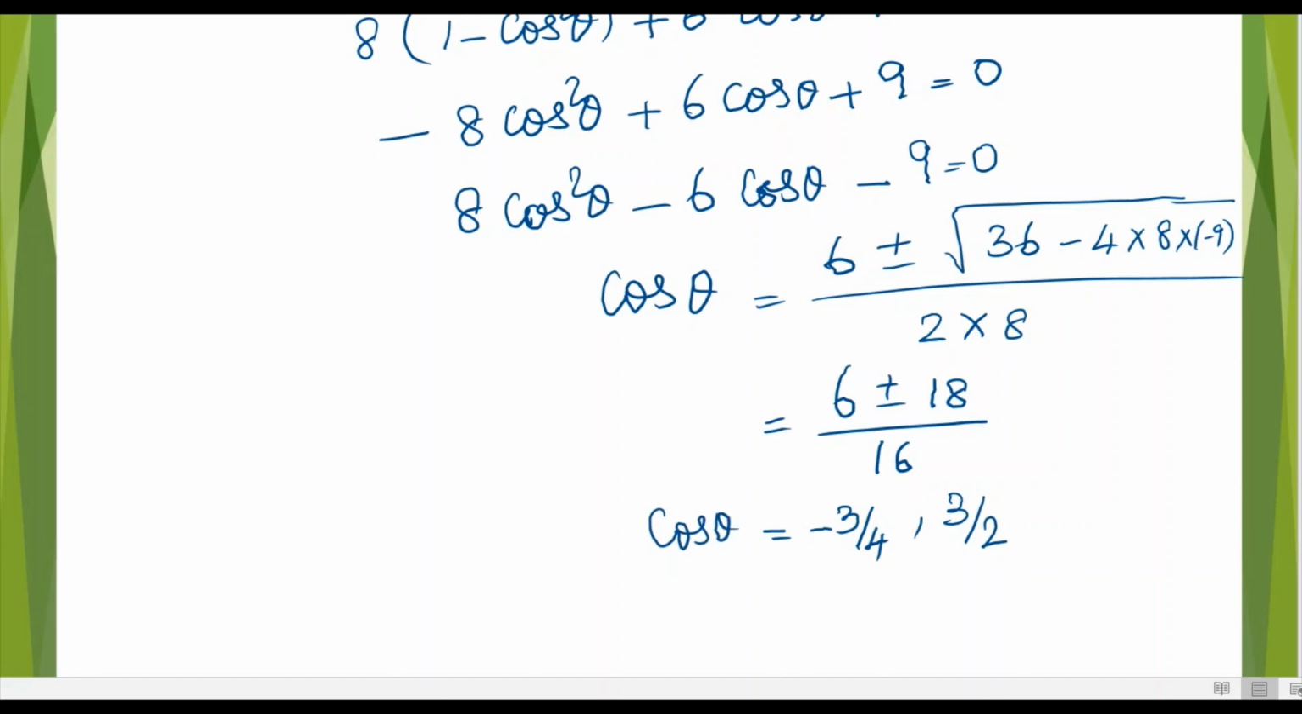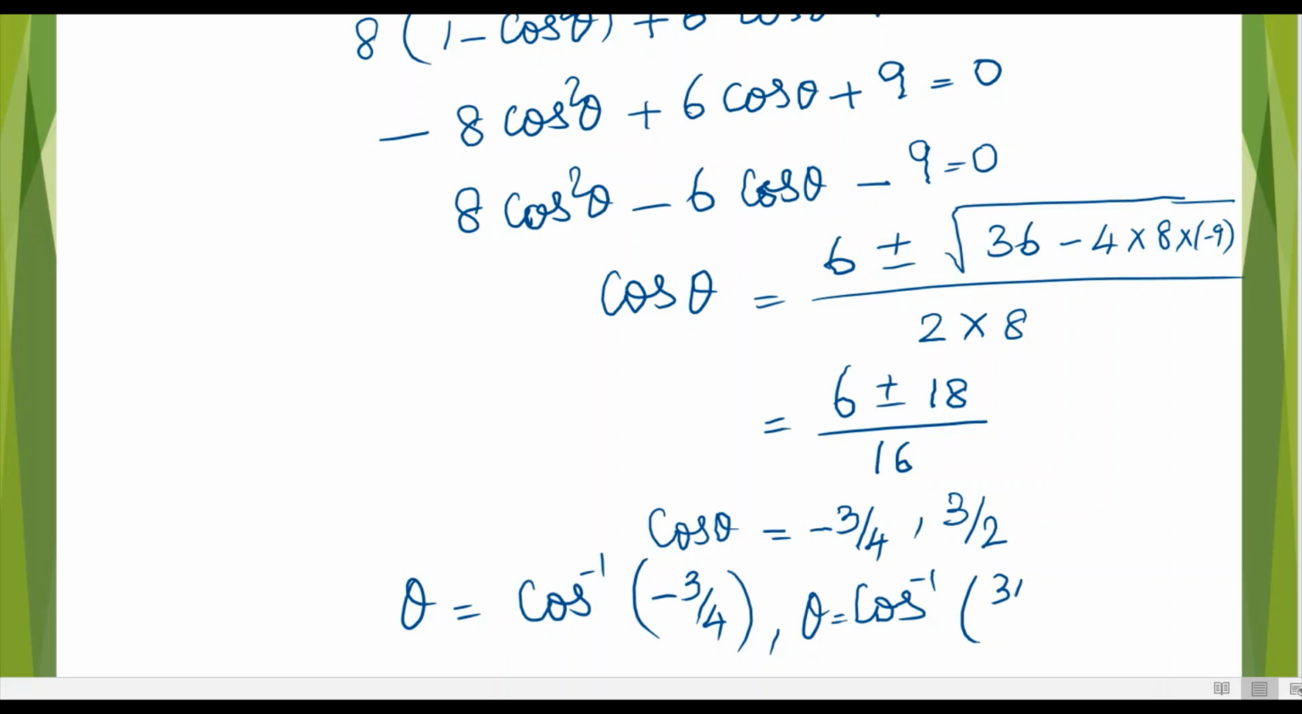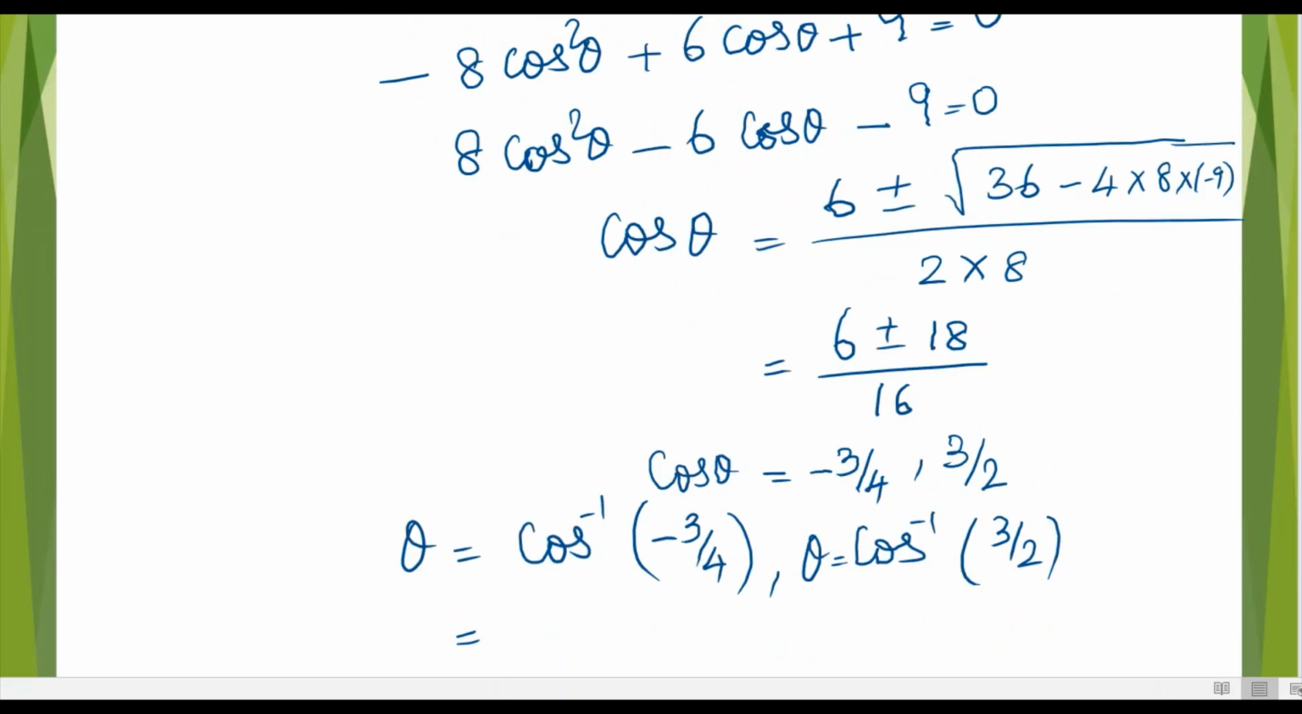Okay. So theta can be cos inverse of -3/4 or cos inverse of 3/2. Okay. So cos inverse of -3/4 gives the theta value as 138.6.